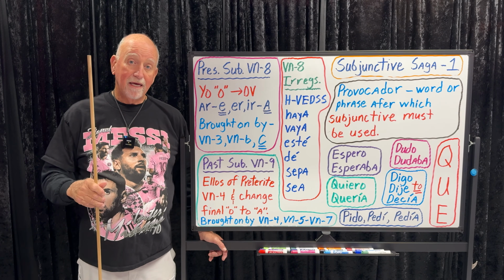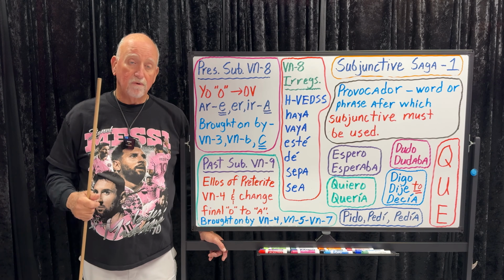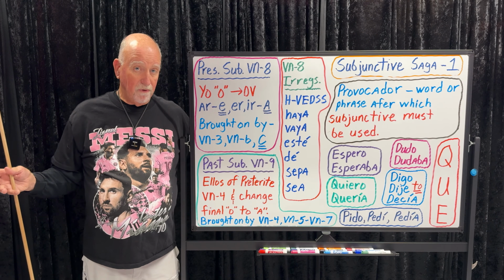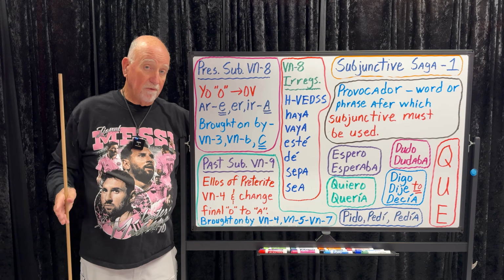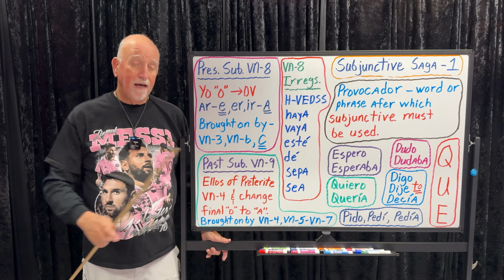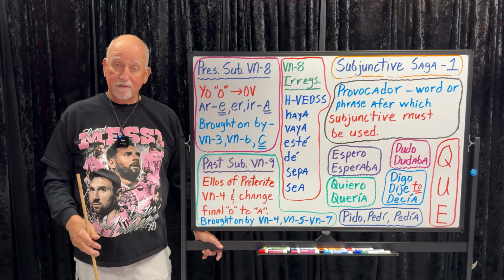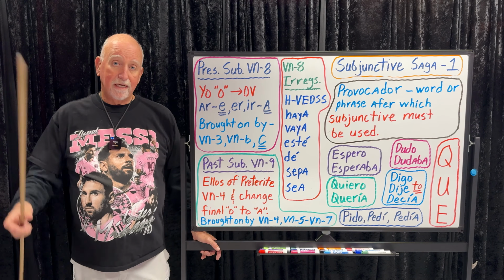Esperaba que, you take the verb haber, the preterite ellos is hubieron, which we don't use. We just use hubo in the preterite of the verb haber. But hubieron is what the ellos form of haber is. Change that O to an A, and there you've got it. I was hoping there was snow in the mountains. Esperaba que hubiera nieve en las montañas.